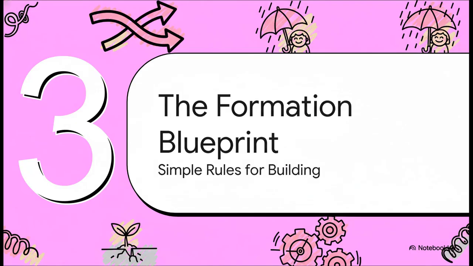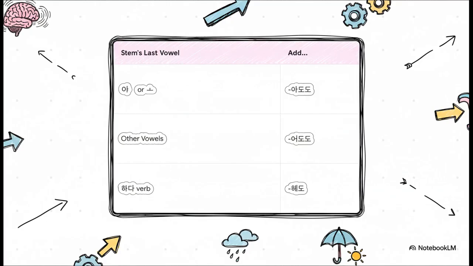Okay, awesome. So you've seen the finished product, right? You've seen the beautiful sentences this tool can build. Now, let's do what any good architect does and look at the blueprint. We're going to check out the simple rules so you know exactly how to put this together yourself. And you know what? The blueprint is way simpler than you might think. It's actually a piece of cake. It all just depends on the last vowel of the verb or adjective stem.